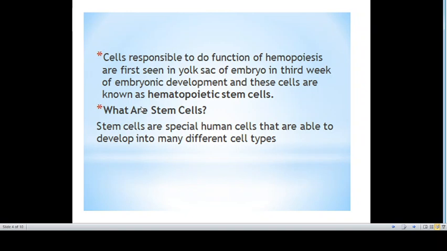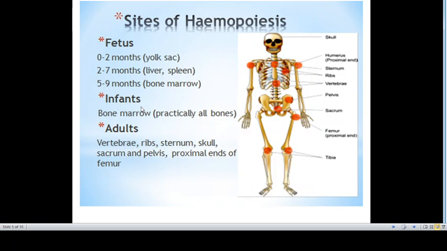So what are stem cells? Stem cells are special human cells that are able to develop into many different cell types. So let's see the sites of hemopoiesis, the sites where blood cells are produced or developed. In the fetus, from 0 to 2 months, hemopoiesis occurs in the yolk sac, from the 2nd to the 7th month in the liver and the spleen, and 5 to 9 months in the bone marrow. In infants, mostly it takes place in bone marrow, almost in all the bones.